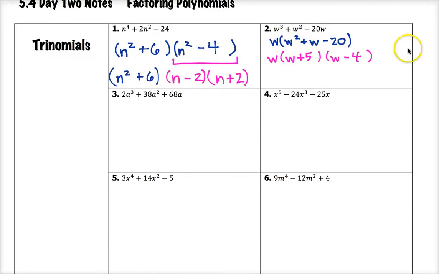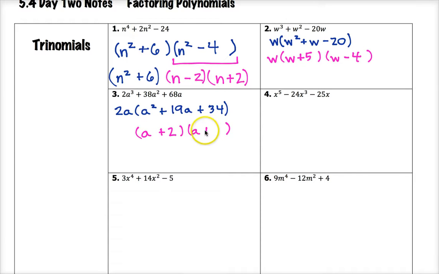Number 3, the GCF of this one is 2a, so factor that out. You're left with a squared plus 19a plus 34. And then that trinomial is going to factor into a plus 2 times the quantity a plus 17, with your 2a being brought down.